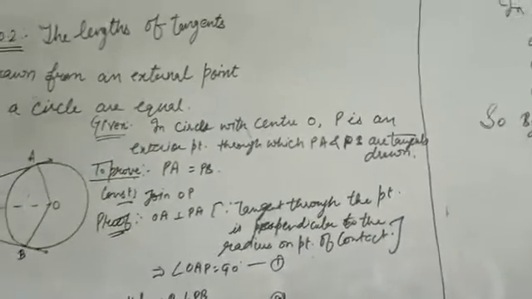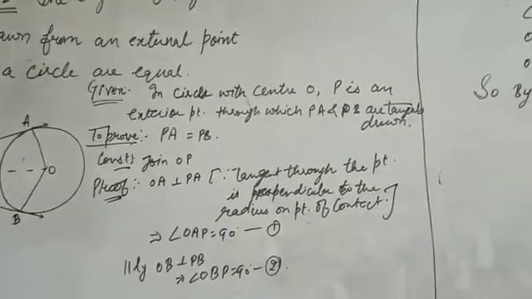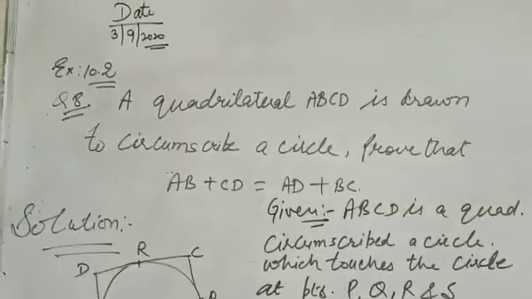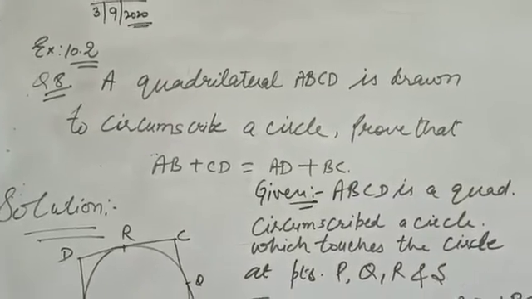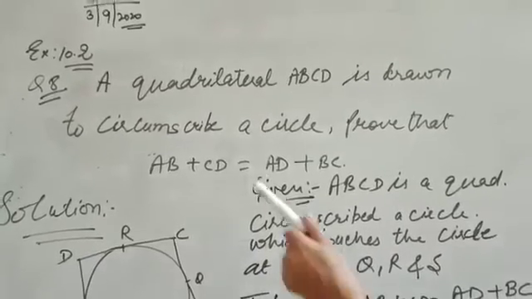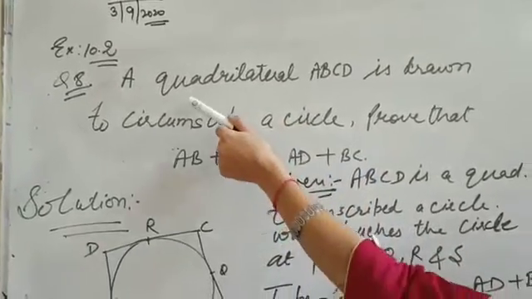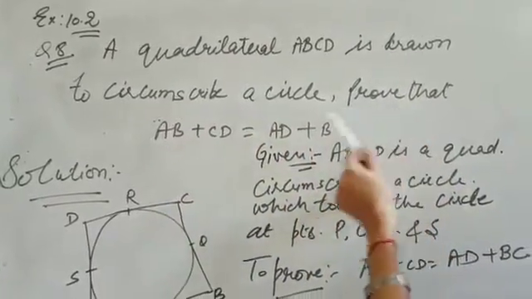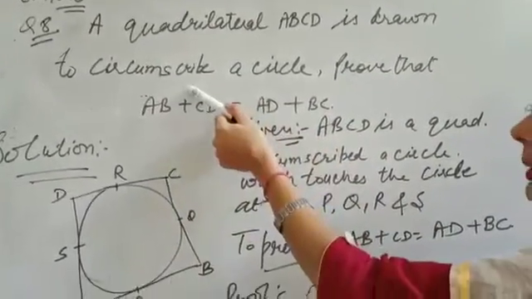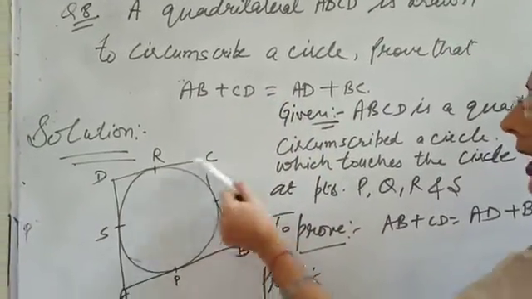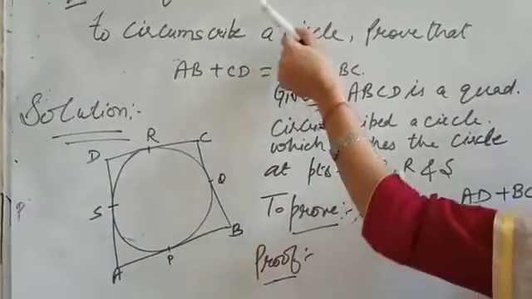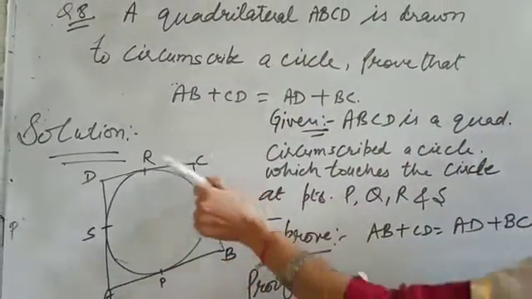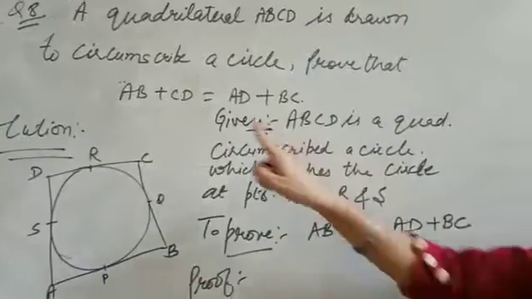Now let us use this result in a question from the 10.2 exercise. Okay students, I have written the 8th question from the 10.2 exercise. It says that a quadrilateral ABCD is drawn to circumscribe a circle. Circumscribe means a circle is inside and the quadrilateral is outside. That's why it is written quadrilateral circumscribes a circle.